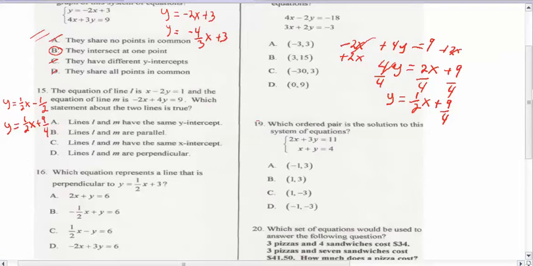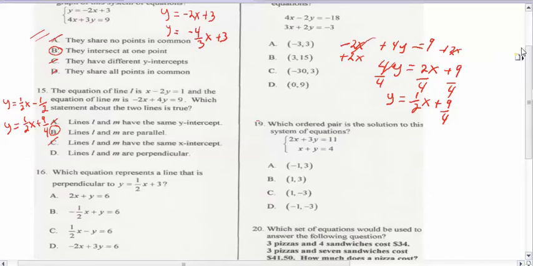Now it says lines L and M have the same y-intercept. Is that true? No, they're different. Okay, lines L and M are parallel. What do we know about parallel lines? What kind of slope do they need? The same slope. Do they have the same slope? They do. I found my answer. I don't know about their x-intercept. They're not perpendicular because perpendicular would be flipped over, opposite sign. So I find my answer choice.